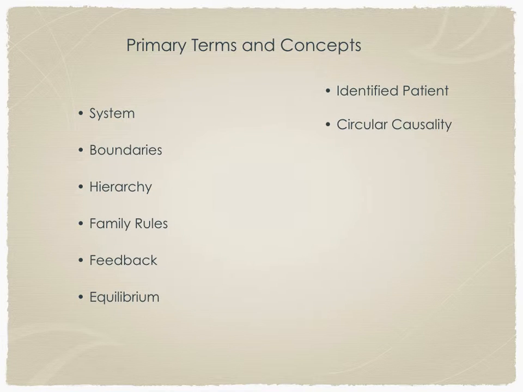Circular causality. This is the mutual interaction of causes and consequences. So basically, if there's an effect on A that ends up affecting B, then B turns around and affects A, and so A turns around and affects B, and so on and so forth.